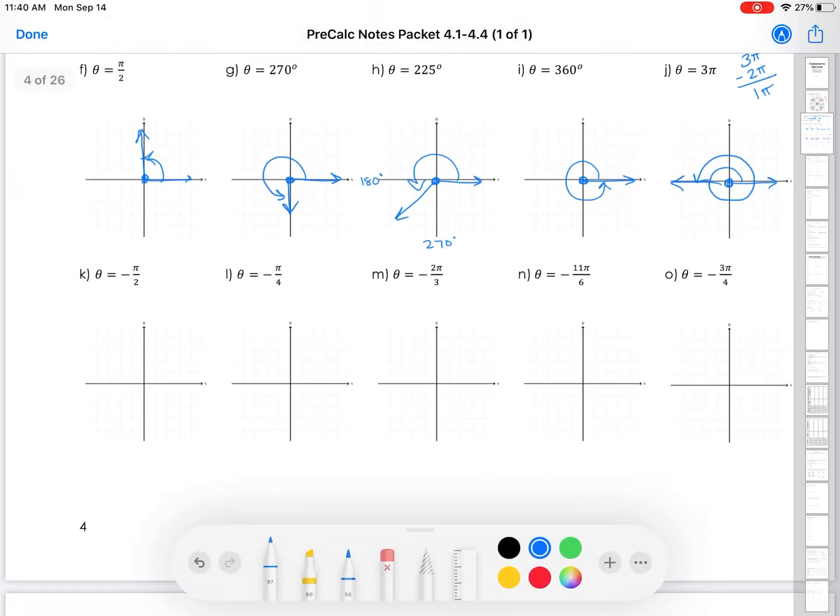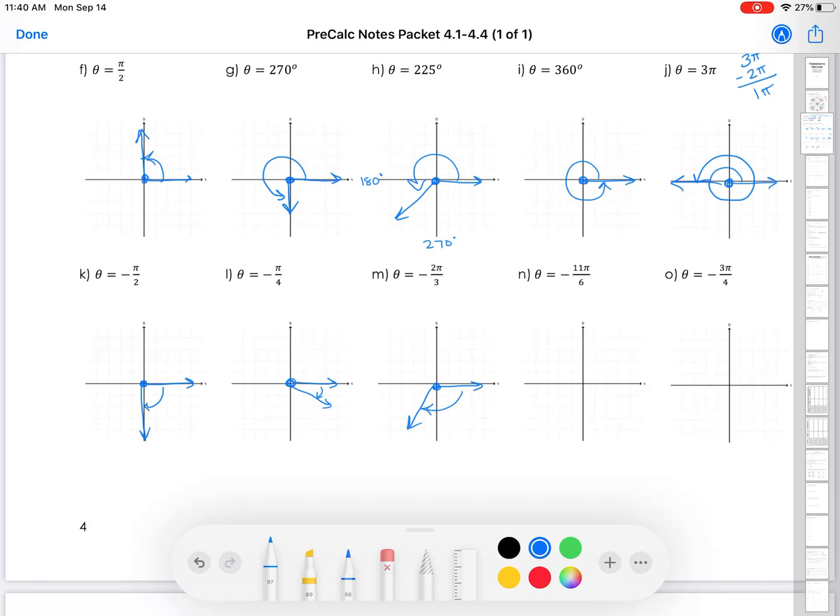Negative pi over 2 means that we need to go down. So pi over 2, we're kind of just reflecting down below. There's my negative pi over 2. Negative pi over 4, same concept. It would just be a reflection. Negative 2/3, again, same concept. So we have our initial. We're going to take down 2/3.